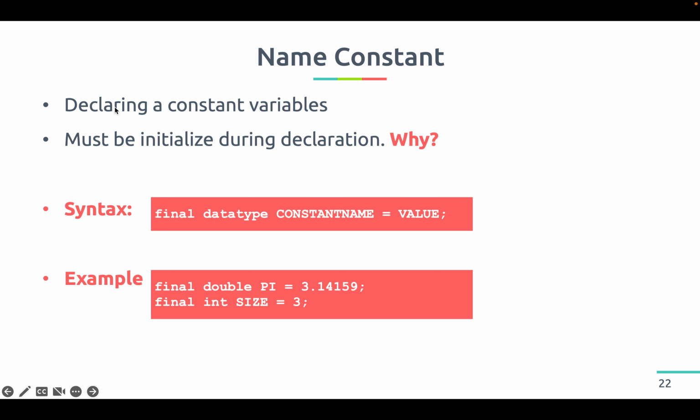So what about declaring a constant? How do we declare a constant in Java? In C++, we would write const, and then the data type, the variable name, and then we give it a value. What about in Java? In Java, we will say final instead of const, and then the data type, and then the constant name, and then we give it a value, or we assign it to a value.